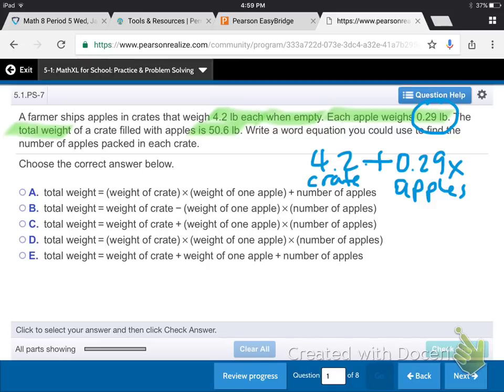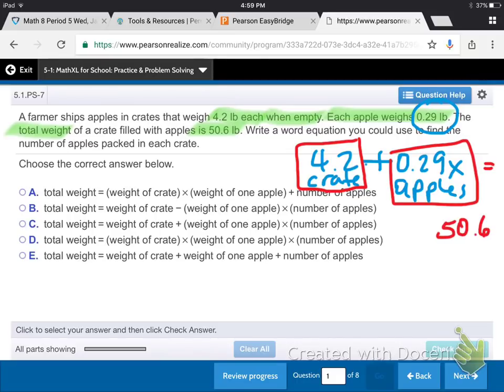Okay, so if I change the color of my pen, this is the weight of the crate, this is the weight of the apples, and it's going to equal how much? I'll write it down here, 50.6. So if I take the total weight of the crate, total weight of the apples. Okay, so let's just figure out which words match this. You can see that they all start with the words total weight, and then equals. So they're identical up to that point, all the same. And even more, this is the weight of the crate, the weight of the crate, weight of the crate.